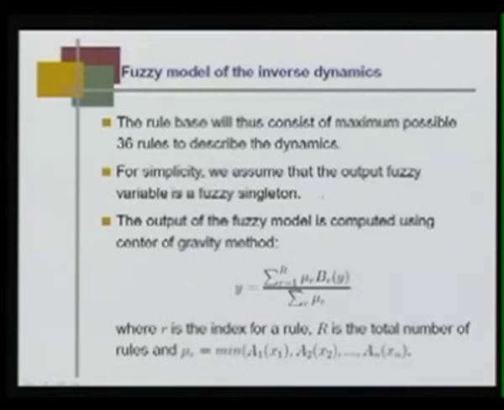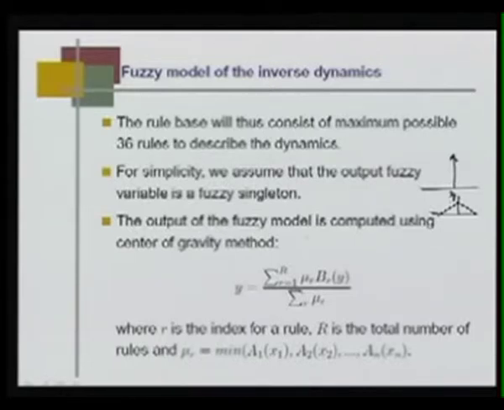For simplicity, we assume that the output fuzzy variable is a fuzzy singleton. So, a fuzzy singleton is just like this. This is called a fuzzy singleton. If I represent it with a triangular membership, or it can be a Gaussian membership, but singleton means it has a single value, whatever my output is. So, this is a fuzzy singleton.